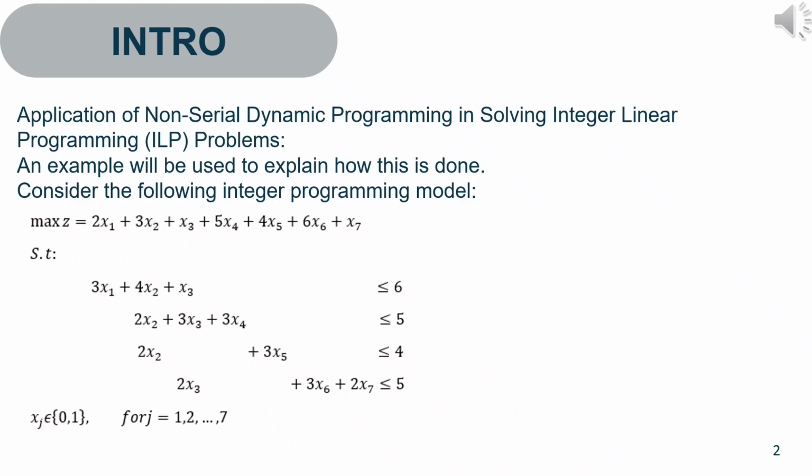In this video, we're going to review one of the applications of non-serial dynamic programming in solving integer linear programming problems. In this section, we'll use an example to explain the application of non-serial dynamic programming. Our example consists of an integer programming model with a specific objective function and constraints. Also, our variables are binary, meaning they can only take values of 0 or 1.